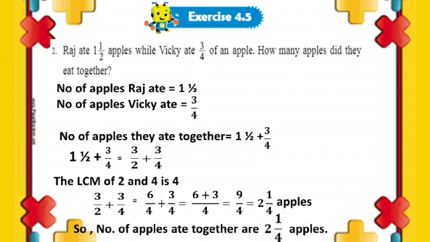So here the denominators are different. So you find the LCM of 2 and 4. So when you find the LCM, you get the LCM as 4. Now keeping the denominator as 4, you find out the equivalent fraction for 3 by 2, which becomes 6 by 4 plus 3 by 4. So that is equal to 6 plus 3 by 4, which is 9 by 4. So when you divide 9 by 4, you get 2 and 1 by 4 apples. So number of apples they ate together is 2 and 1 by 4 apples.